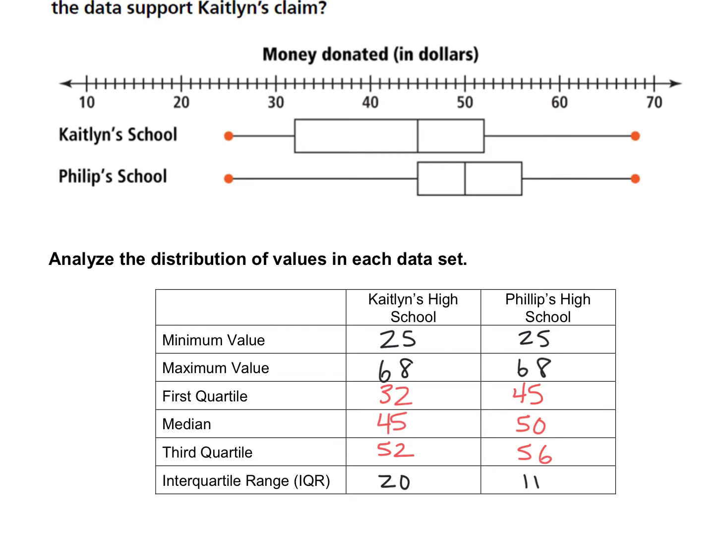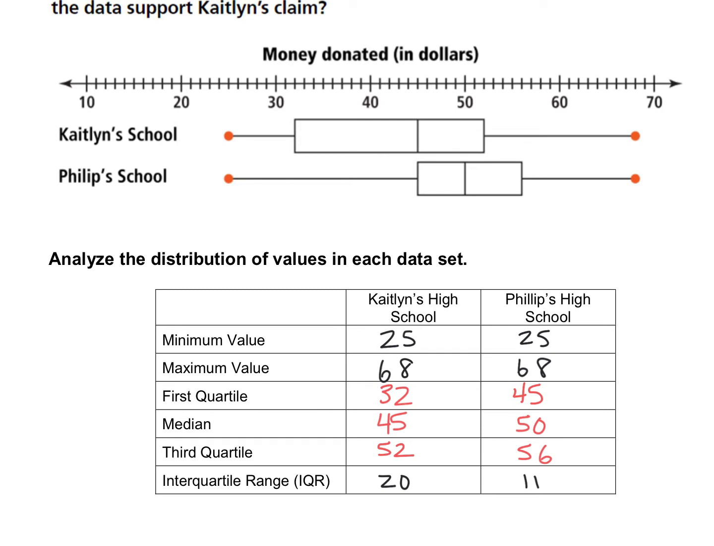So what we want to remember in a box plot is it breaks the data up into quarters. So 25% of the students raised between $25 and $32 for Caitlin. So that's the lower part. 50% of the students raised, what are we at here? Her median was 45, so $45 or below and $45 above, while Philip's 50% of the students raised $50 or more. So there's a lot of different ways we can compare this data.